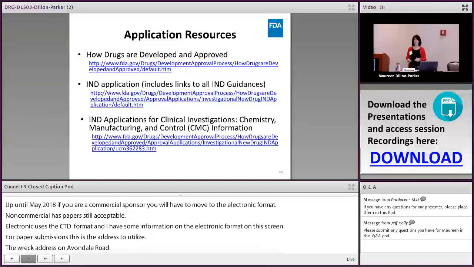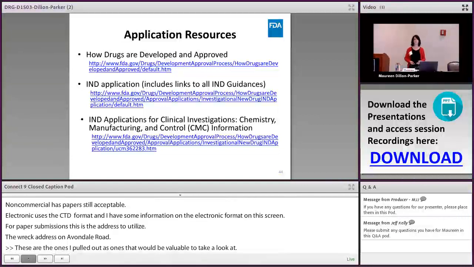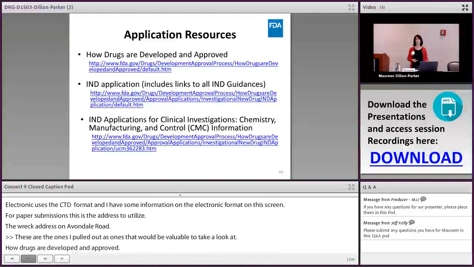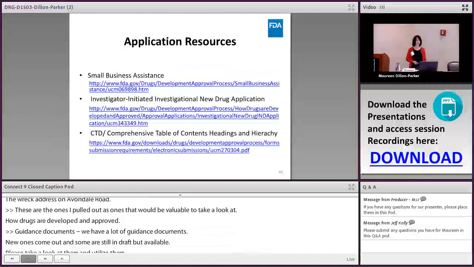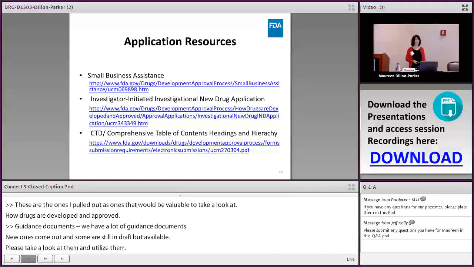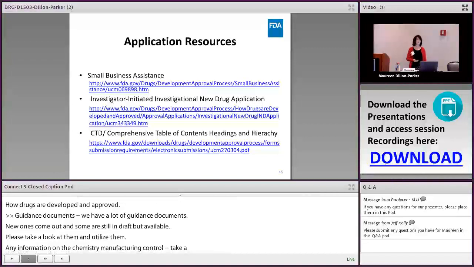How drugs are developed and approved. Guidance. The guidance documents. We have a lot of guidance documents, as new ones come out and get replaced. Some are still in draft, but they're available. Please take a look at them and utilize them. Information on your chemistry, manufacturing, and control. Take a look at that, and you'll hear more about it, like I mentioned earlier, from my colleagues later on today. And tomorrow, there's information on small business assistance for those of you who might need that.